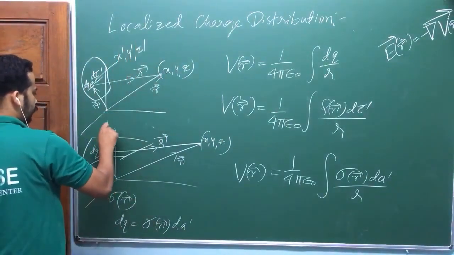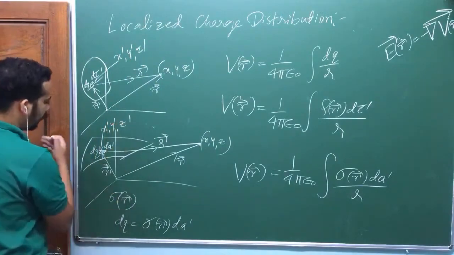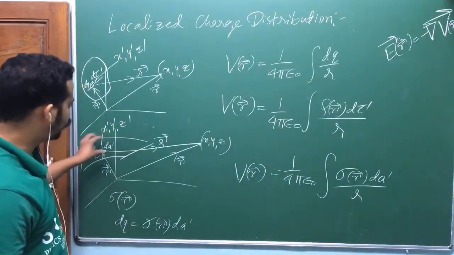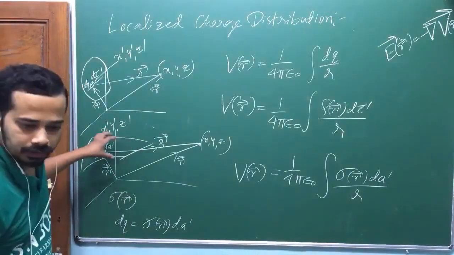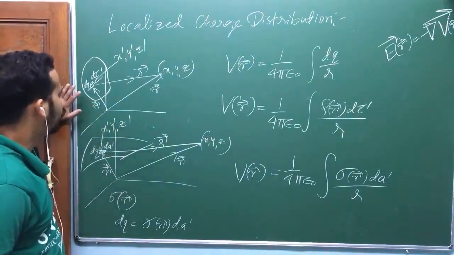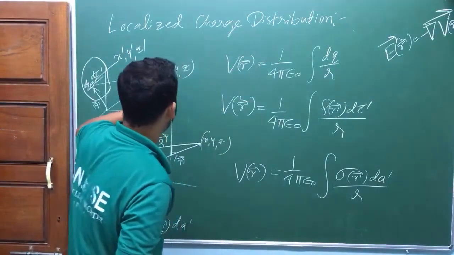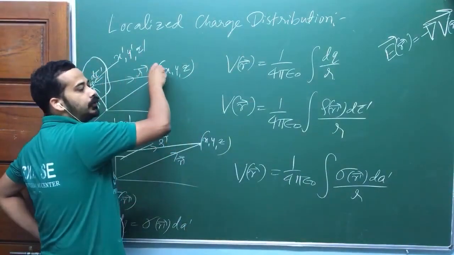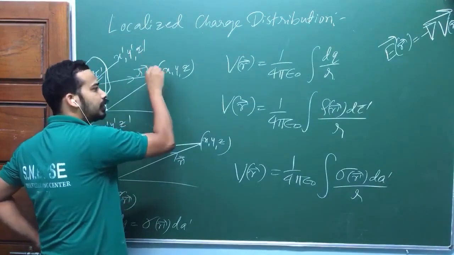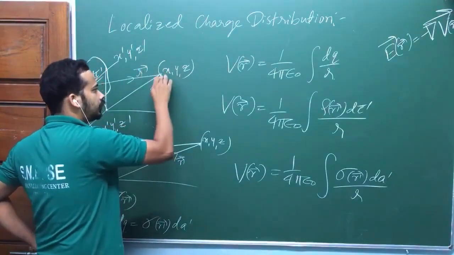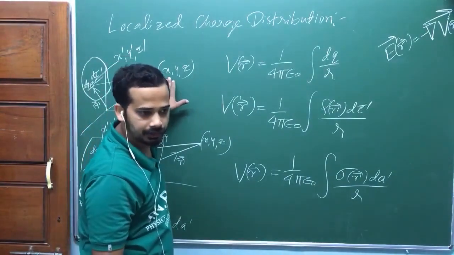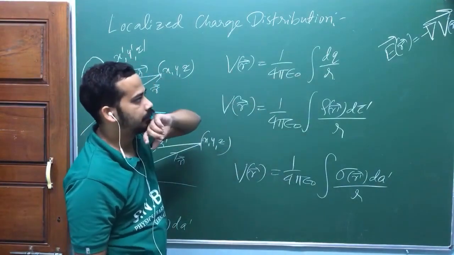This one is x', y', z'. Am I right? That's why we have written r prime. Now the integral is with respect to this one because we need to sweep the region of this continuous charge distribution. But later, if you found the potential here and want to find the electric field here, you need to take the gradient of the potential. While taking the gradient, you have to take the derivative with respect to the coordinates of this point. Is that okay?